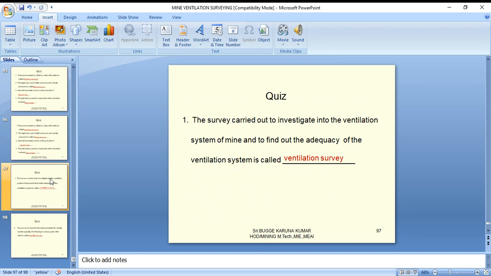And another last question. A survey carried out to investigate the ventilation system of a mine and find out the adequacy of the ventilation system is called the ventilation survey. This is actually a topic also. That is the basic meaning of the ventilation survey. So you have to maintain the adequacy of the system. This is one objective question.